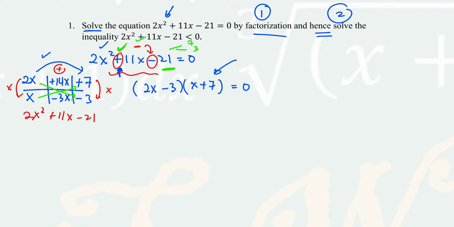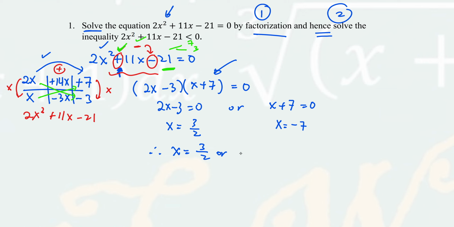Now, since we need to solve, that means you need to find out the x values. The product of two terms or two brackets equals 0, which means one of them must be 0. So either 2x minus 3 equals 0 or x plus 7 equals 0, which means your x is probably 3 over 2 or minus 7. Okay, so here we have solved the x values. Done for the first part.